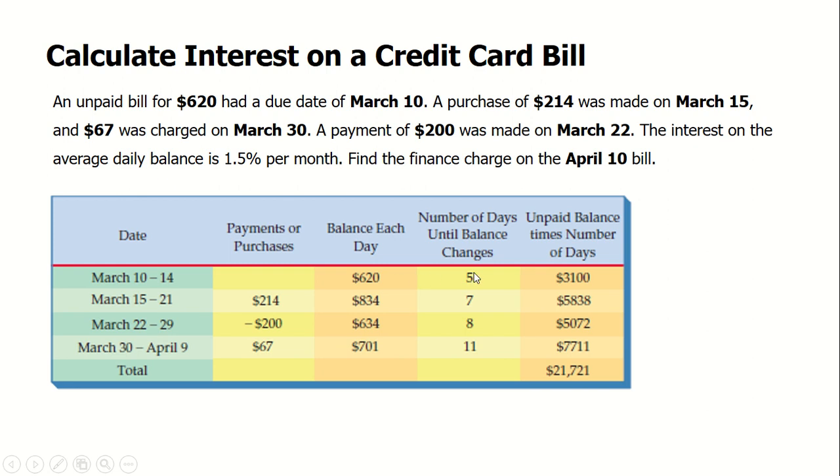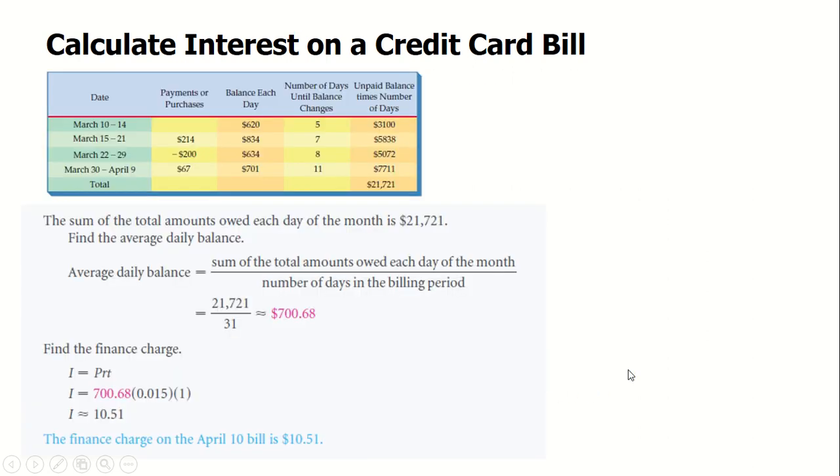You multiply these columns. 620 times 5 is 3,100. 634 times 8 is 5,072. Then you add all of this. This is my average daily balance numerator, 21,721. I divided this by 31.